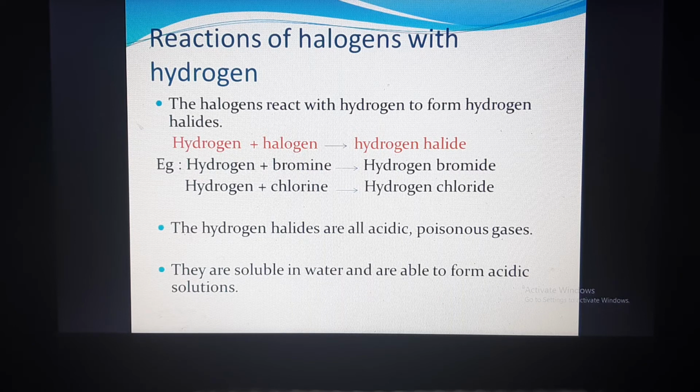They are soluble in water and are able to form acidic solutions. If it is soluble in water, we get an acidic solution. We know hydrogen chloride produces hydrochloric acid. How does hydrogen chloride produce hydrochloric acid? Because hydrogen chloride is in the form of a gas and dissolves in water. Then we get a solution of hydrogen chloride that is known as hydrochloric acid. In the same way we get other hydrogen halides, which are also soluble in water to form respective acids.